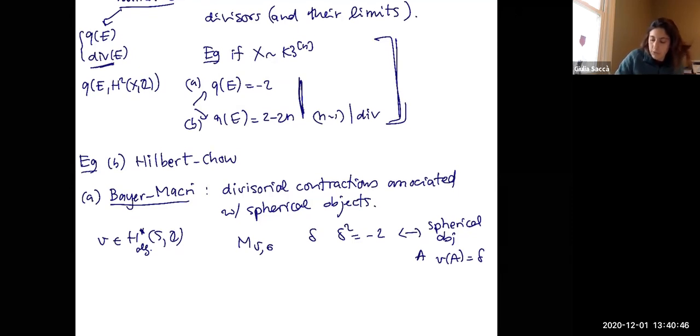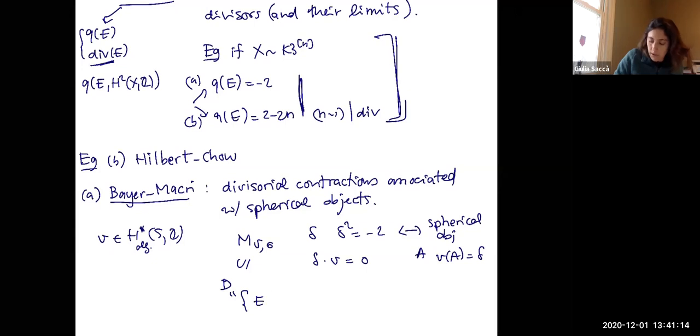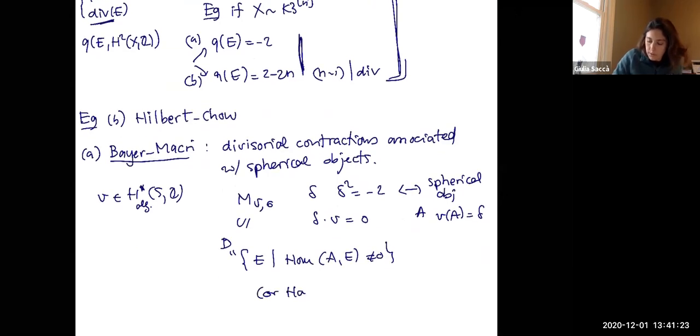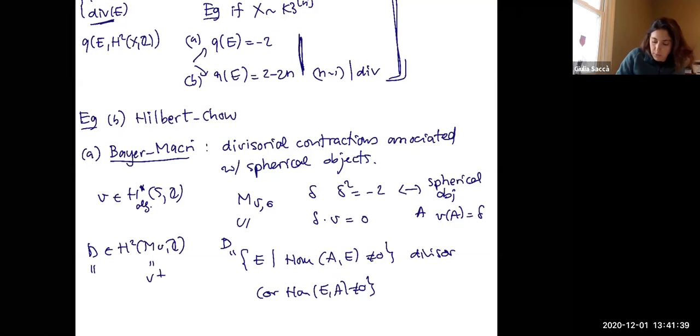And so then I have a divisor. I'm being a little imprecise, but roughly speaking, up to changing the stability condition, there's a divisor D, and here I want delta to be perpendicular to v. There's a divisor class here which consists of all objects E such that the Homs from A into E are non-zero, or the Homs from E into A are non-zero. And it turns out it's a divisor, and the class of D in the H^2 of M_v, which is just v perp, corresponds to the class delta, which is in v perp because of this.